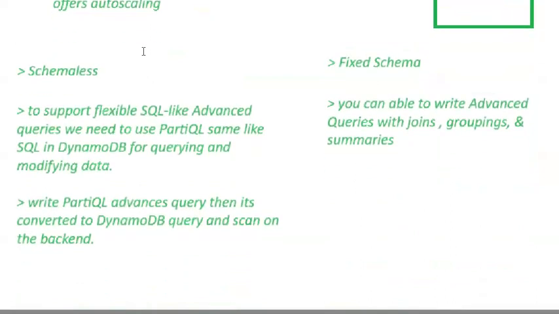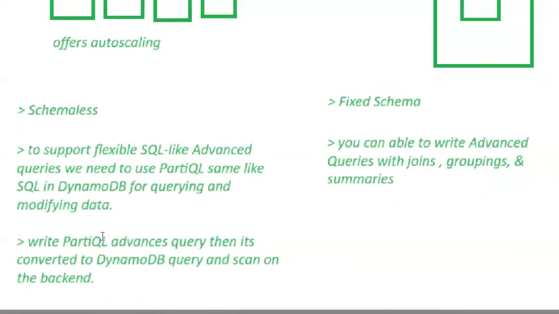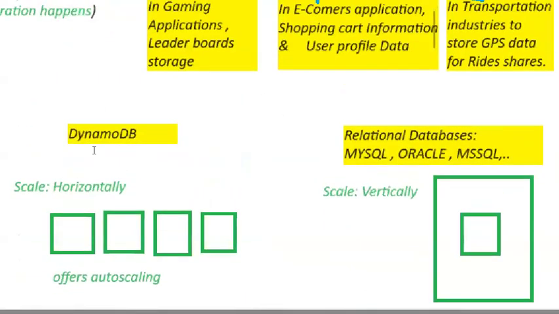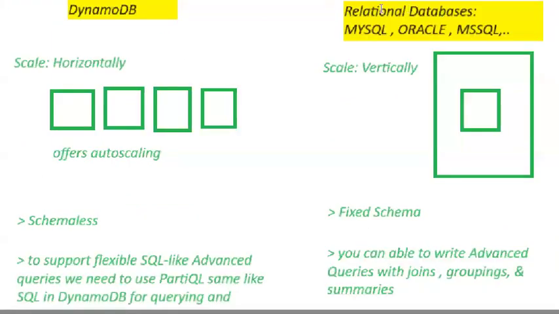If you write a PartiQL query, it is first converted into a DynamoDB query. Then it scans in the backend and is executed. Like this, you can execute SQL-like advanced queries in DynamoDB as well. In this way, you can overcome this problem. Relational databases support multiple query languages, but DynamoDB supports only a subset of the PartiQL language. That's it. It does not support multiple languages.